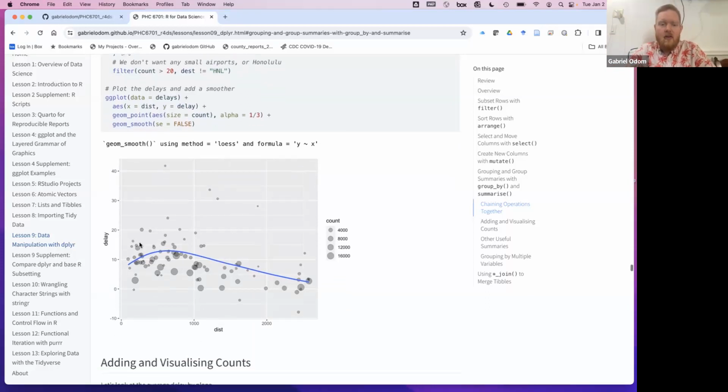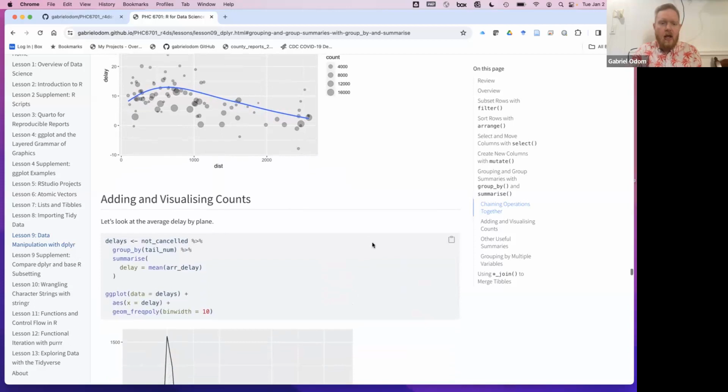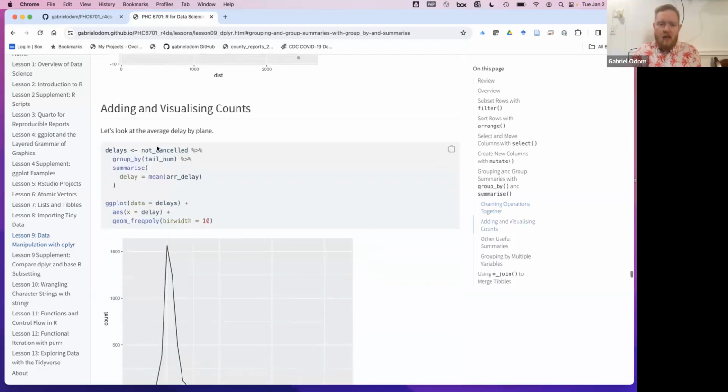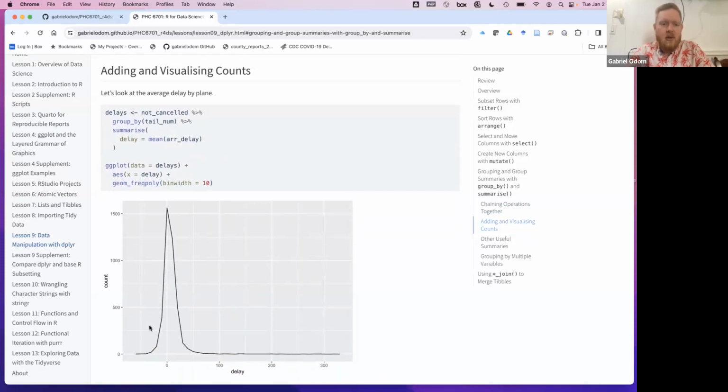So we could think through having a hypothesis related to this based on this figure. Another example would be adding and visualizing counts. So let's look at the average delay by plane. This would be like a histogram, if you will.